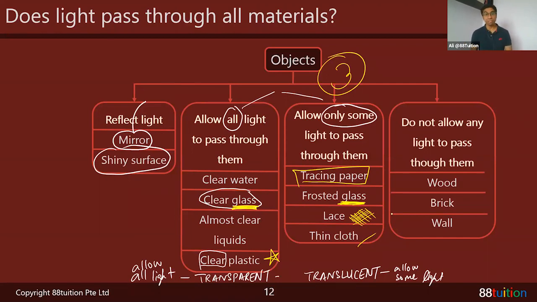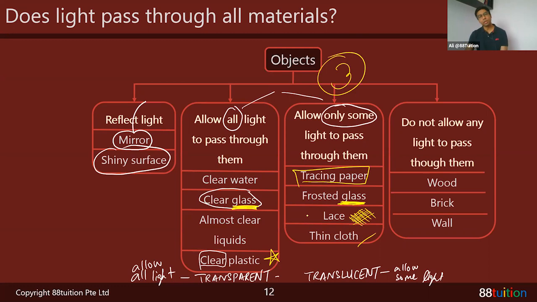Okay, so I've given you enough examples. Do not go to school and tell your teacher, I don't know. Your teacher will be asking you, give me some examples of translucent. You'll be the first one to say lace, because no one will say lace. Everyone will say tracing paper. So we want to be the smart one there. Then we tell the more classic examples that other people can't think of. So you better take note of lace, thin cloth.